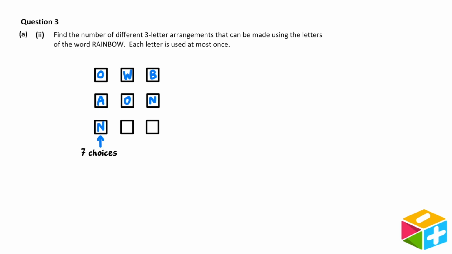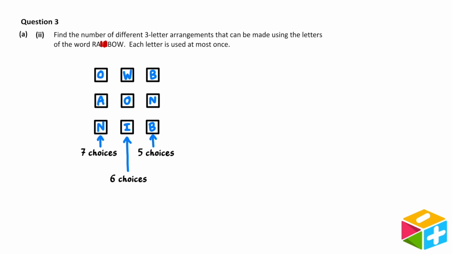We can't use the same letter twice, so when it gets to the second box, I can't use N again. However, the other 6 letters in rainbow are still available, so I've 6 choices for the second box. Let's say I pick I. Now, when it comes to the third box, I can't use N and I can't use I. The other 5 letters in rainbow are still available, so I have 5 choices for this box. Let's say I choose B.